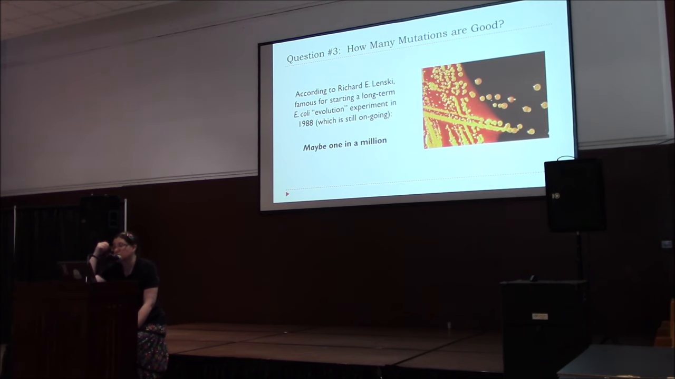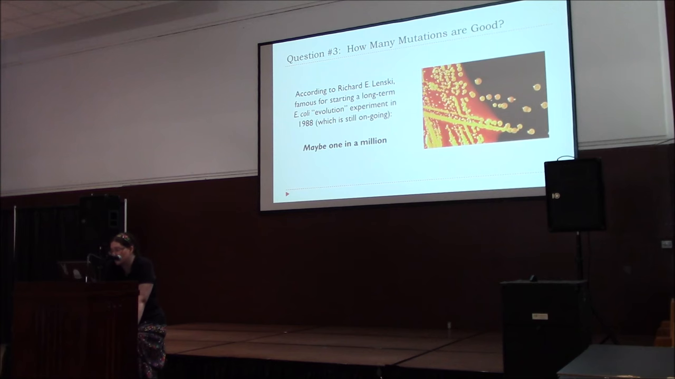Well, according to Richard Lenski, who is famous for starting a very long-term E. coli evolution experiment in 1988, he says that perhaps one in a million mutations are good. And based on the information I've already presented to you, that means that 999,999 of them are bad. So if I'm losing $999,000 for every one that I gain, I'm going to go bankrupt very quickly. And this is not necessarily in an individual, because remember, an individual is accumulating 100 mutations per generation. This is going to take a lot of individuals to get a good mutation, if Lenski is right.